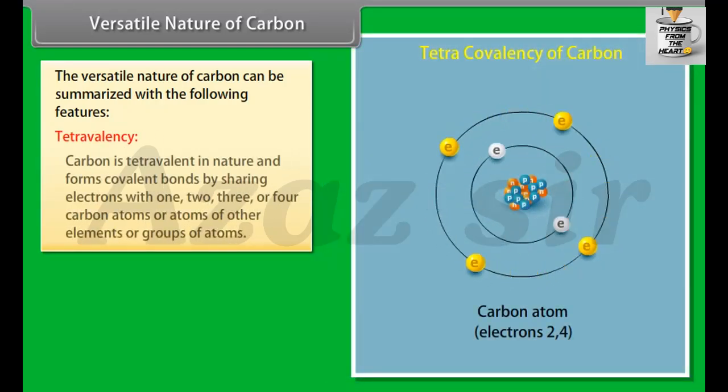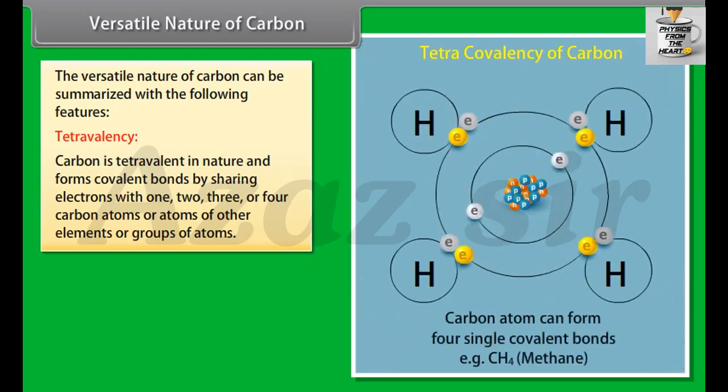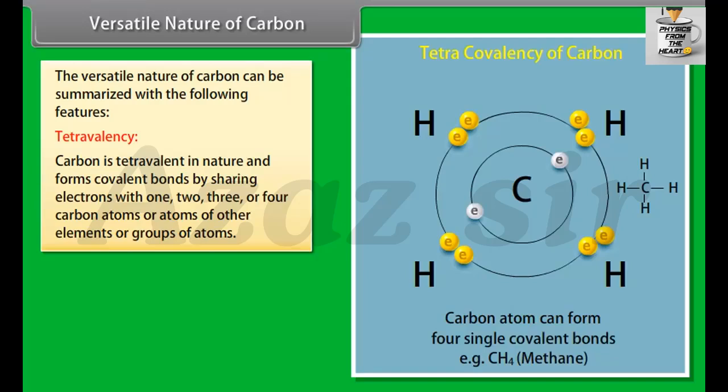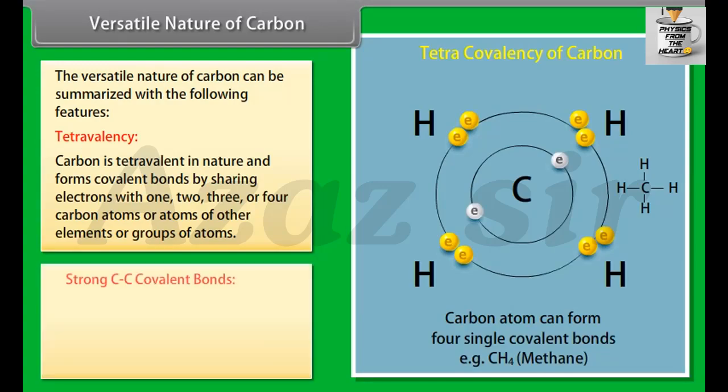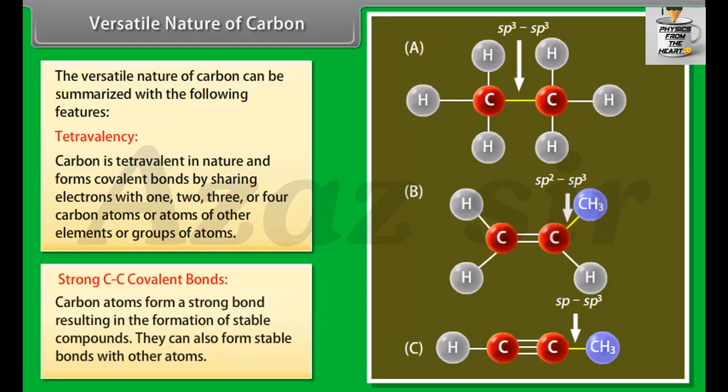Tetravalency. Carbon is tetravalent in nature. It always forms covalent bonds by sharing electrons with 1, 2, 3, or 4 carbon atoms or atoms of other elements or groups of atoms. Strong carbon-carbon covalent bonds. Carbon atoms form a strong bond resulting in the formation of stable compounds. Carbon atoms can also form stable bonds with other atoms.